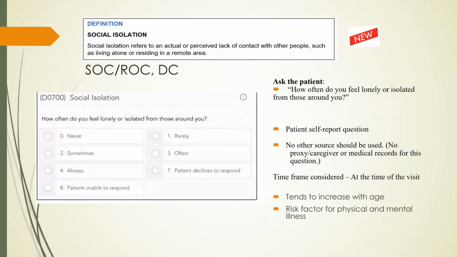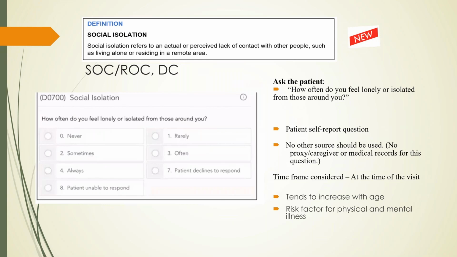Next question is social isolation. When patients are socially isolated, it's really about their perception of being lonely. Do they live alone? Do they not really have access to people or things around them? It can cause depression, and it can really impact and interfere with the plan of care that we're trying to provide.